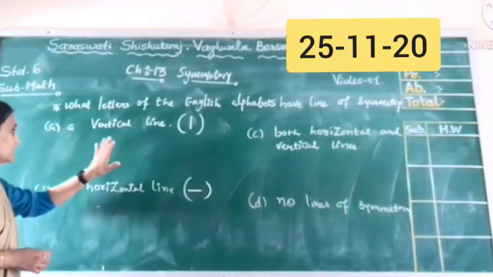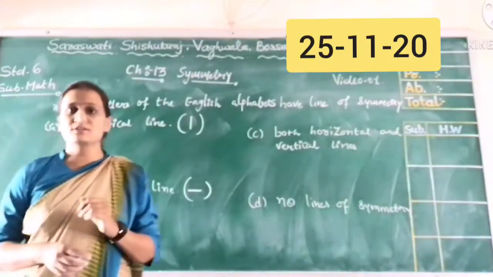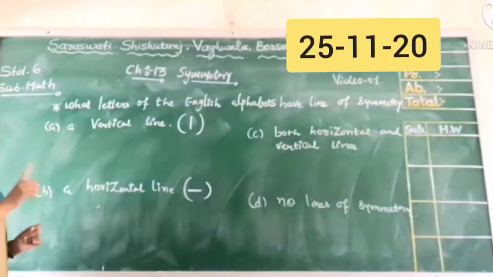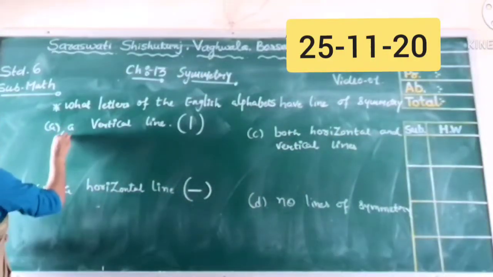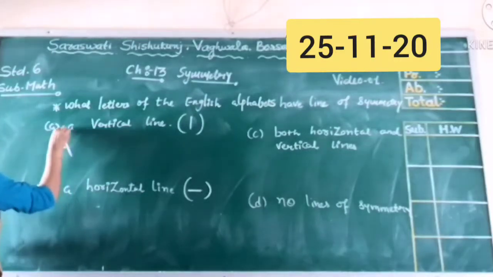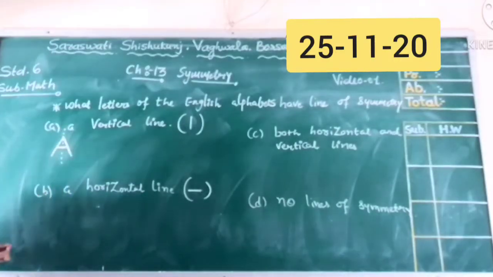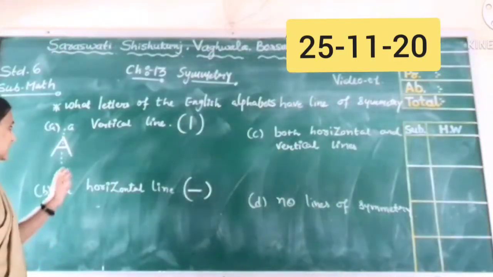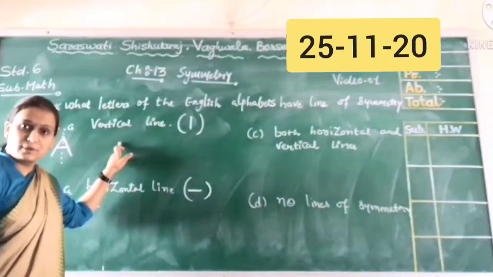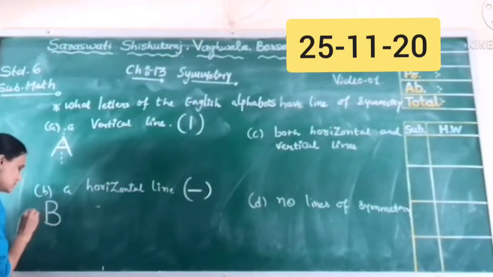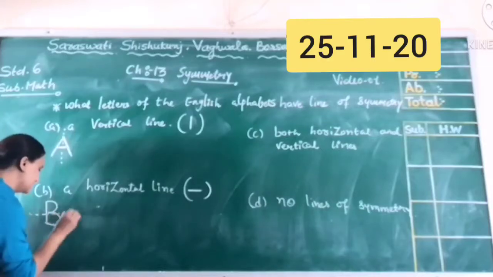So, vertical line of symmetry. The first letter is A. We can draw a vertical line in letter A, so A will come in vertical line. This is the vertical line of symmetry. Okay. The next letter is B. We cannot draw a vertical line in letter B, so B will come in horizontal line.